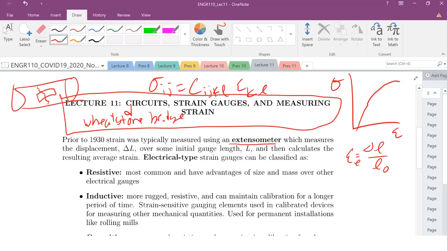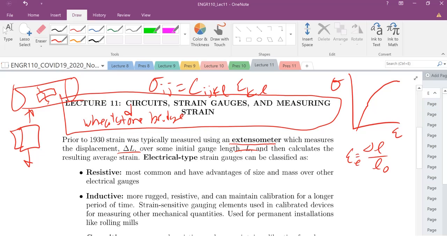So you can use an extensometer, which, again, in your uniaxial tensile test, you stick onto your material, it clips onto your thickness, and as your material deforms, you measure this displacement over some initial gauge length.